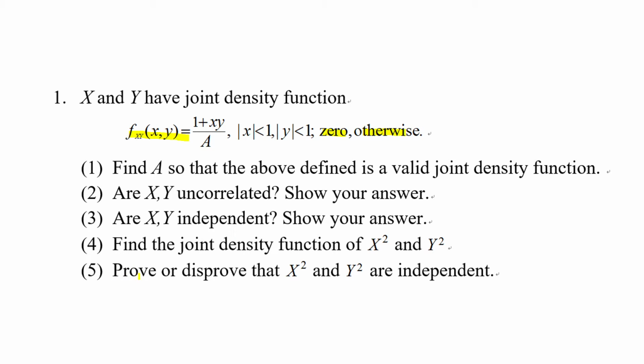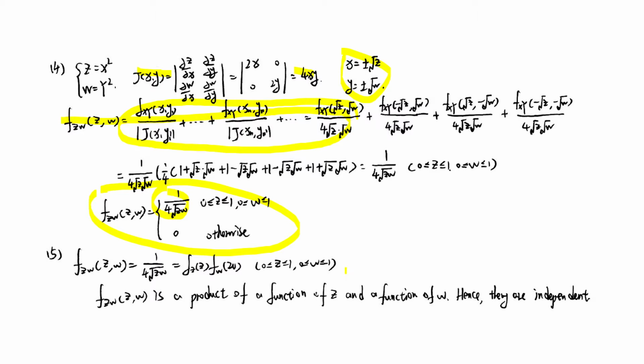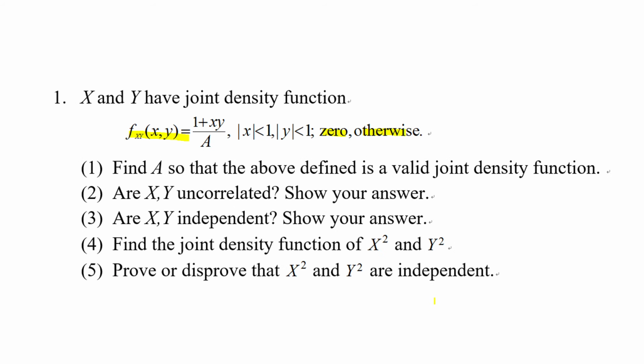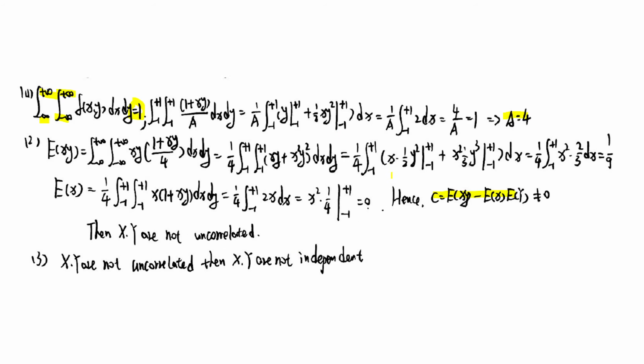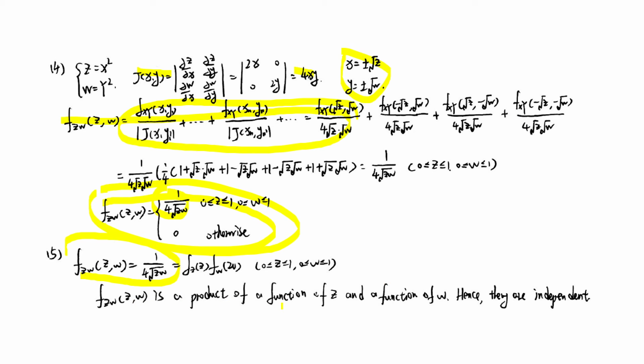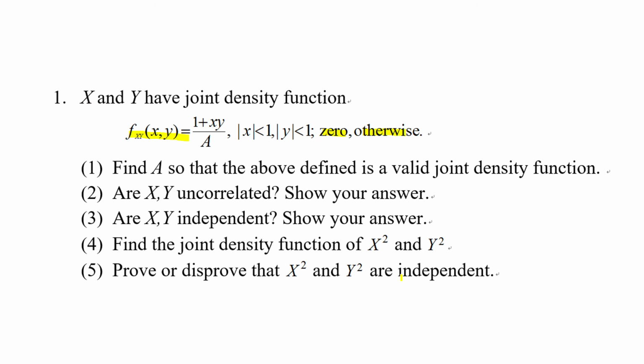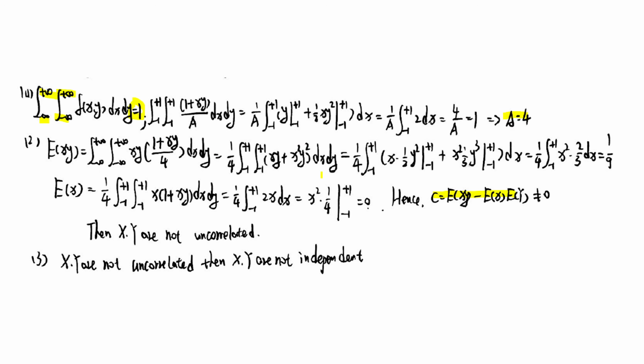And the fifth question is: prove or disprove that x and y are independent. We already know f_zw here, which is the joint density function of x squared and y squared, like this. We can find that f_zw is equal to this, and f_zw is a product of a function of z and a function of w. The absolute value of x is less than 1, and the absolute value of y is less than 1, which means they have no relationship in their range. So they are independent because f_zw is a product of a function of z and a function of w, and there's no relationship between the range of x and the range of y here. So they are independent. That's all.